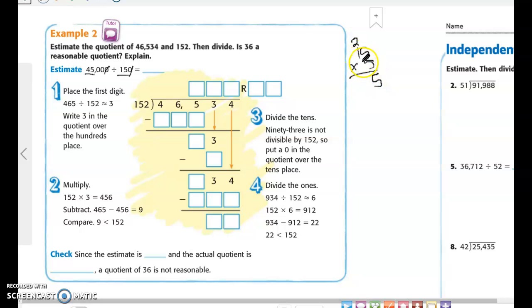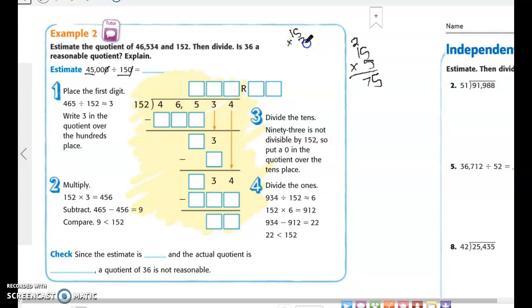And now 5 times 1? 5. Plus 2 more? 7. Is this number too big for 45? Yeah. Yeah, let's try 3. Okay? Let's see if 3 works.